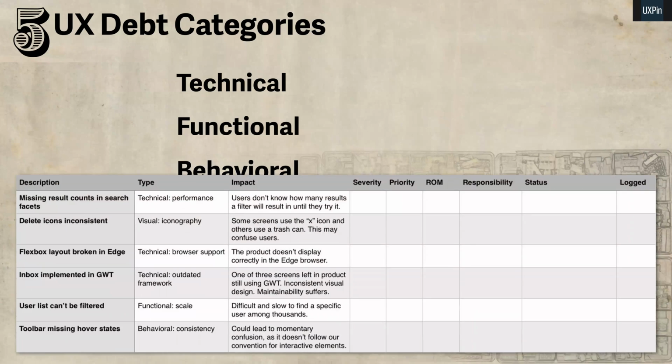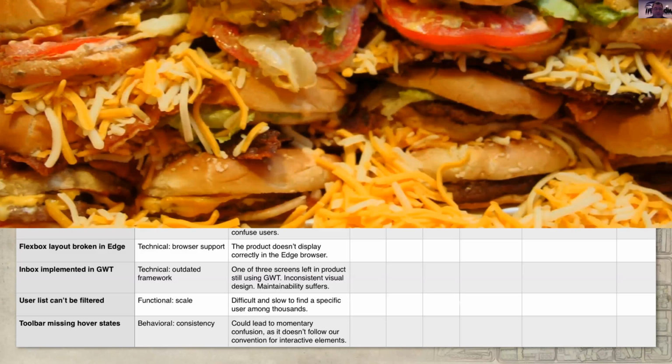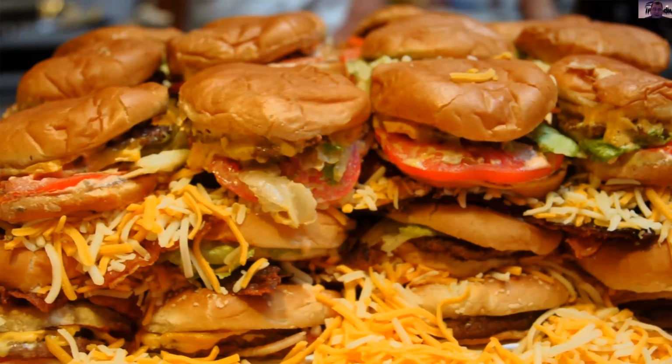So now that you have these categories and you start classifying things, we can fill in our type column here, where you have these missing result counts in the search facets I've classified as technical performance, whereas the delete icon is visual iconography, right? And so now this gives you a way to start figuring out what kinds of debt you have. Okay, so you have debt, you've identified it, you've classified it. Now what are you going to do about it?